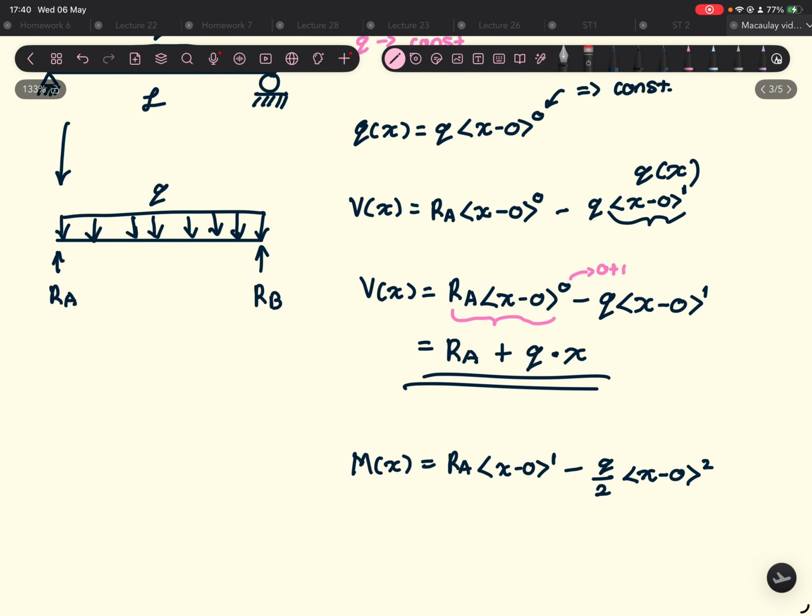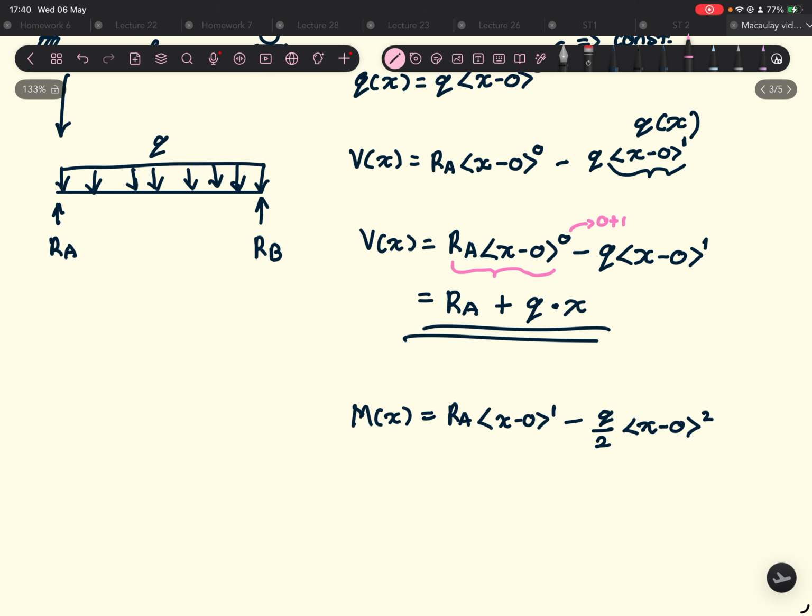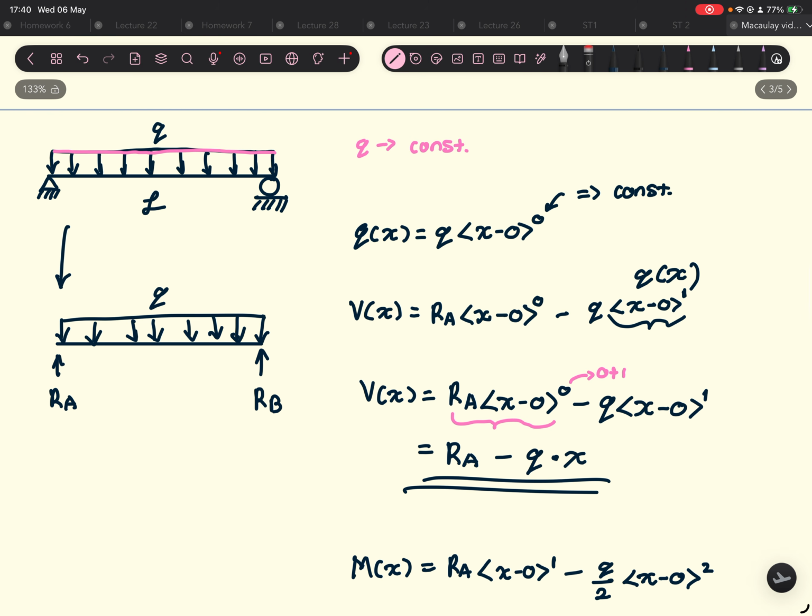And then obviously if you were to integrate this equation over here, your signs won't change. So you'll get this, where this term over here is negative and that one stays positive. Cool, hope that makes sense.